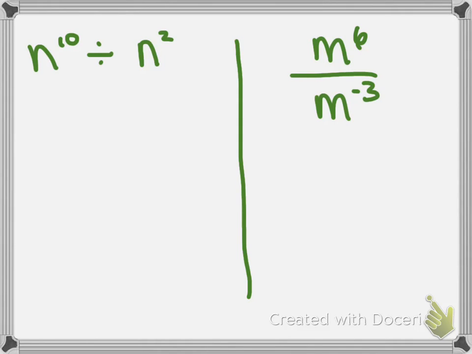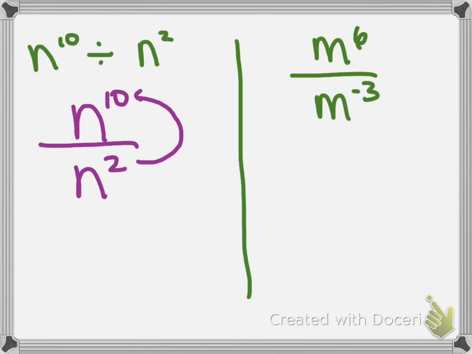Okay, here's some examples. Whenever you're dividing, it means the same as putting it into a fraction. So this is the same as n to the 10th over n to the 2nd. And if you remember when we're dealing with exponents and division, I take these two exponents and I subtract. So I have 10 minus 2, which is 8. So this is n to the 8th.